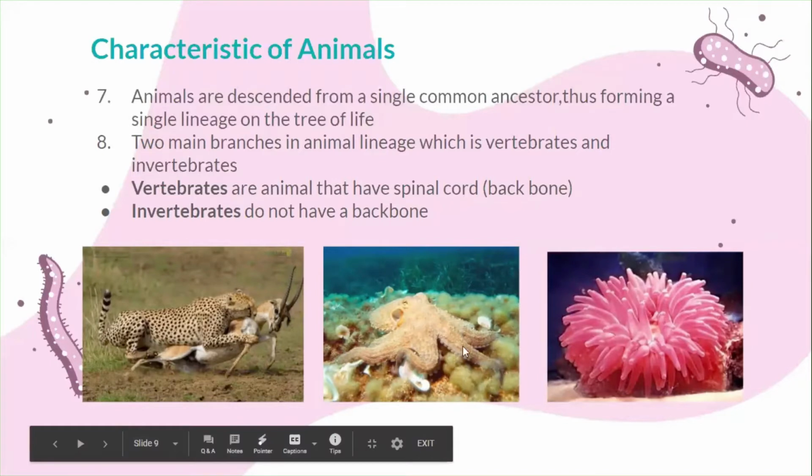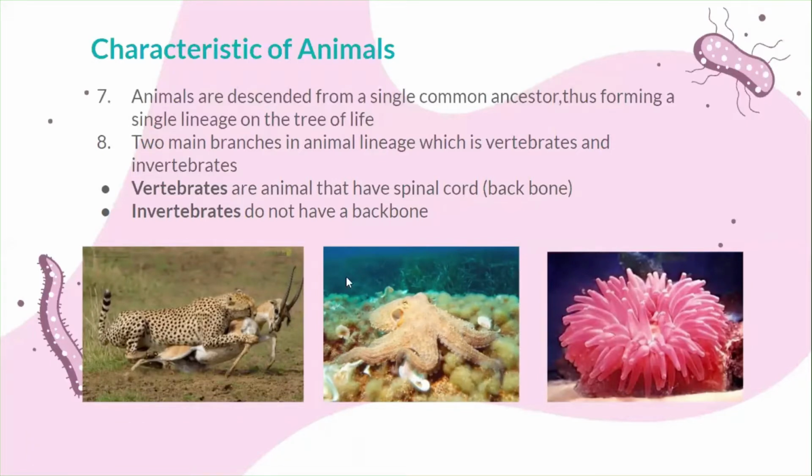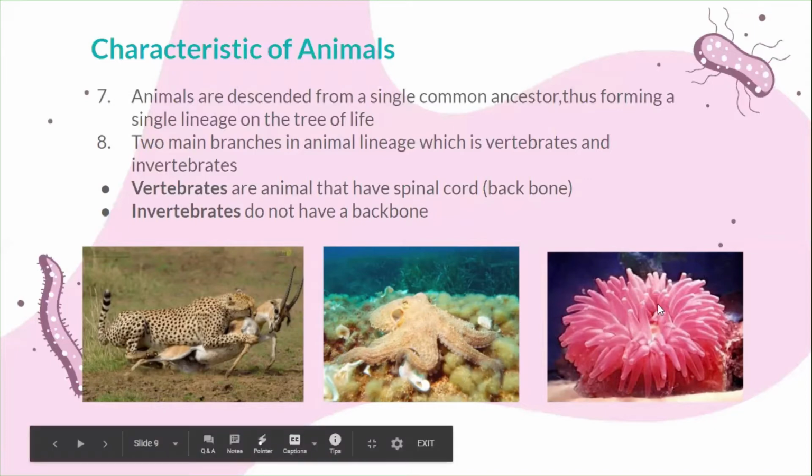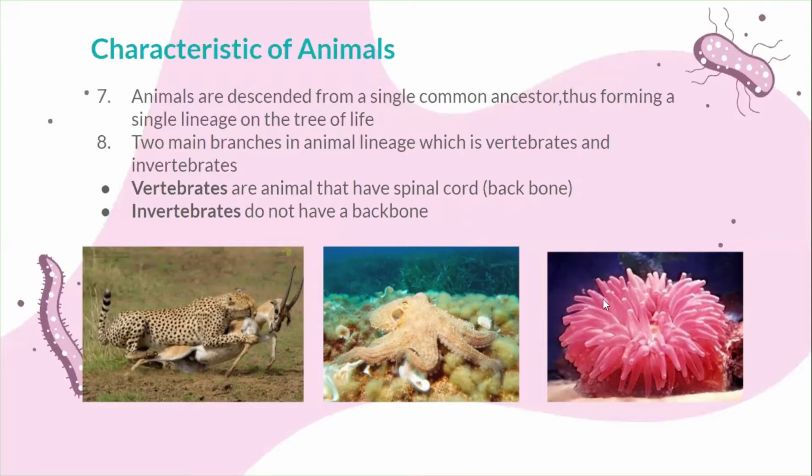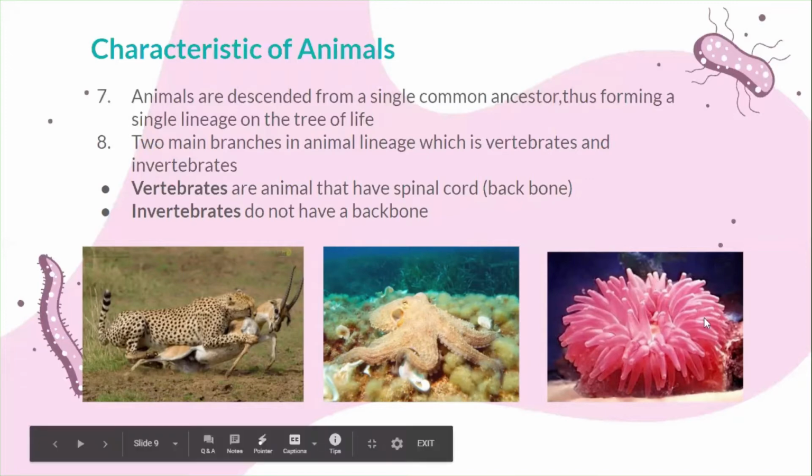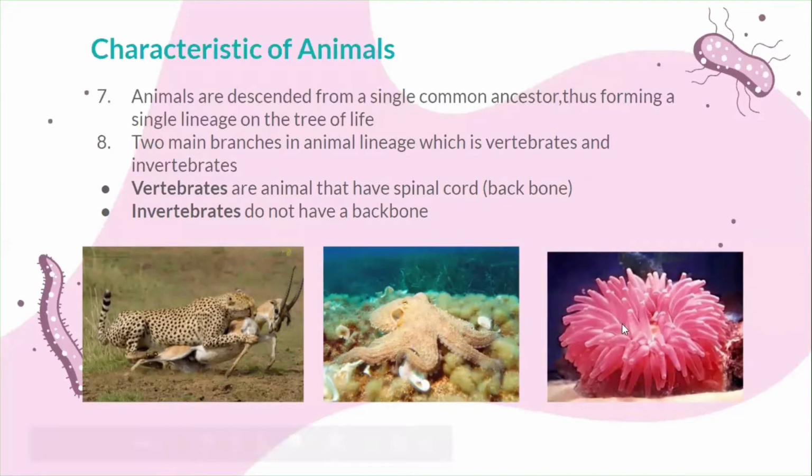Octopus is invertebrates because it does not have backbone. And here we have sea anemone. Actually, sea anemone is special because it reproduce both asexual and sexually. Sea anemones reproduce depends on where it live, depend on the depth in which it live in the ocean.